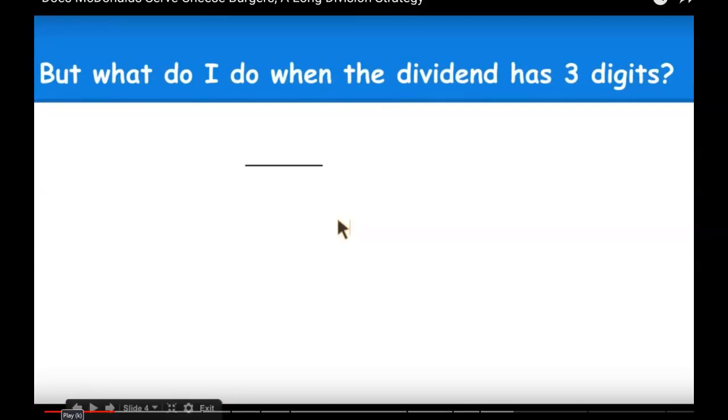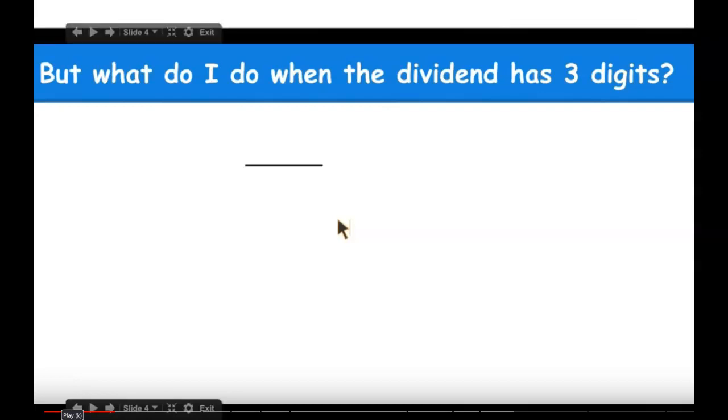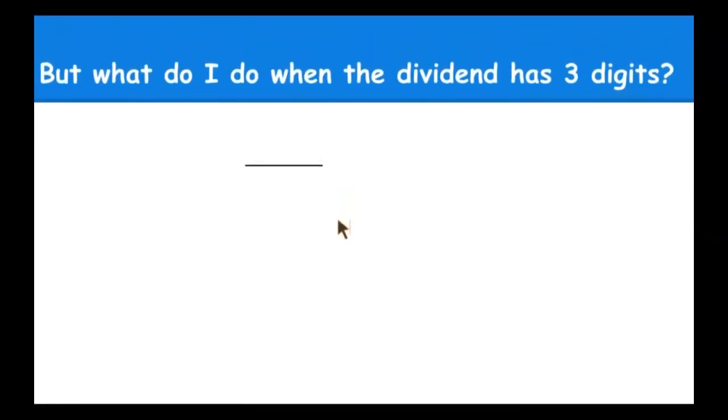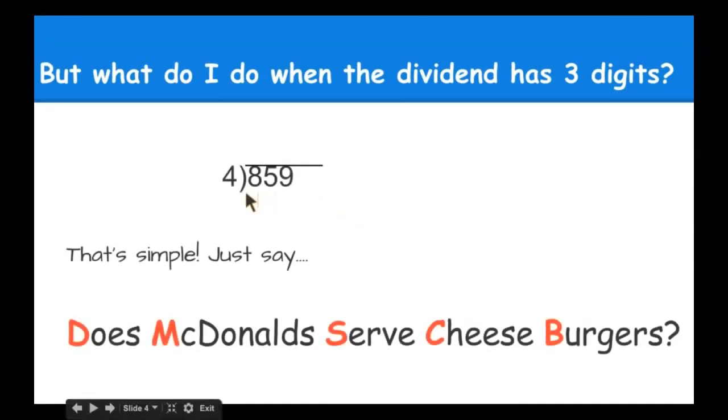All right, so now we're going to try it out with a problem. This is going to be, I can do it and you're going to watch. But what do you do when your dividend has 3 digits, such as 859 divided by 4?